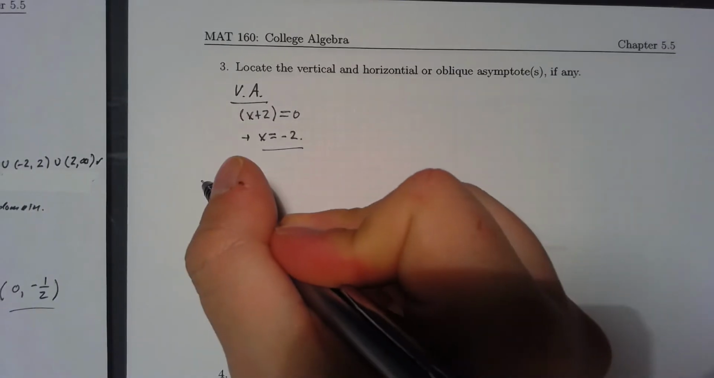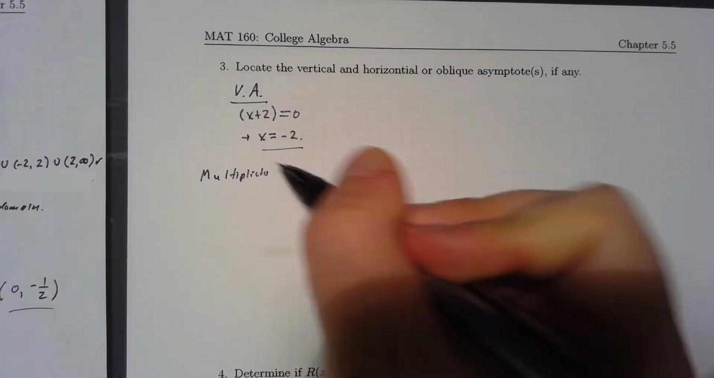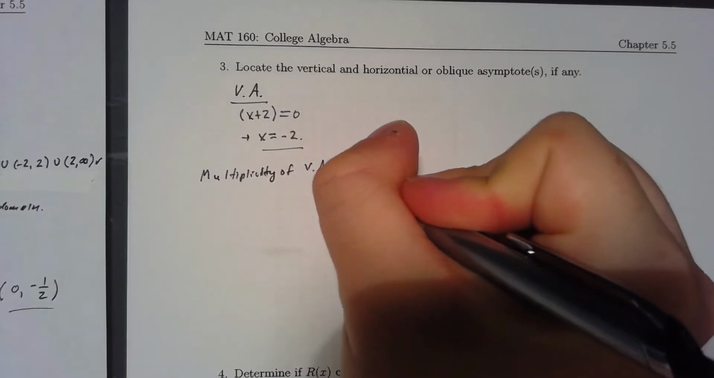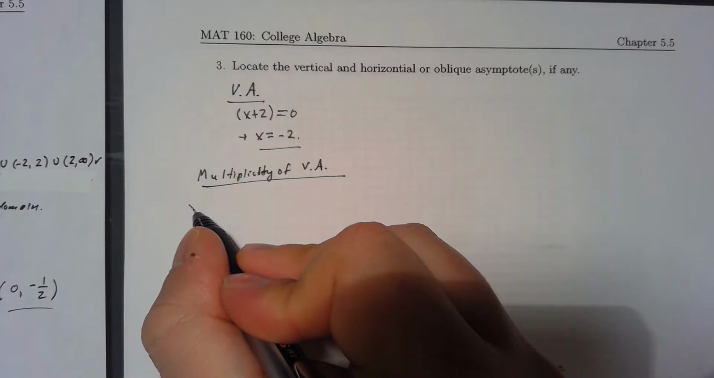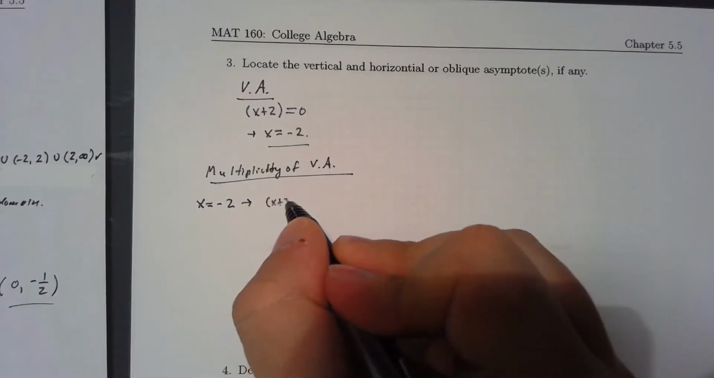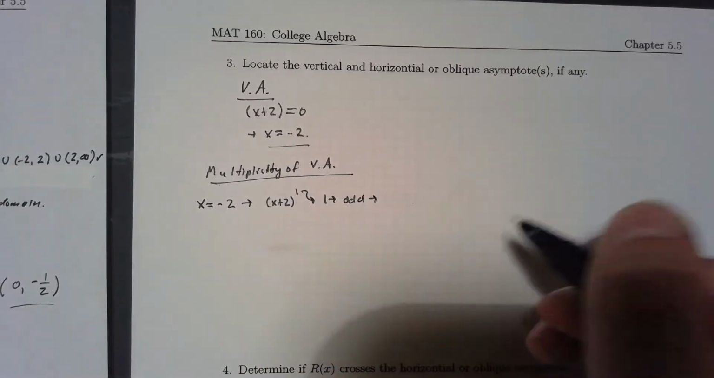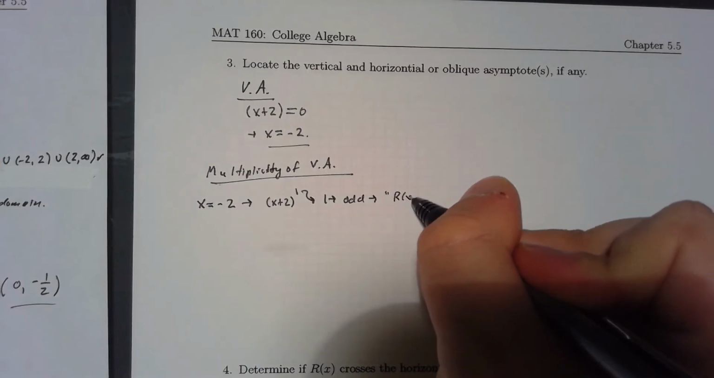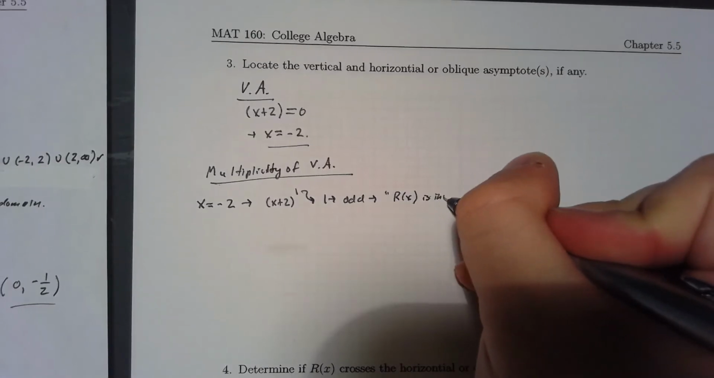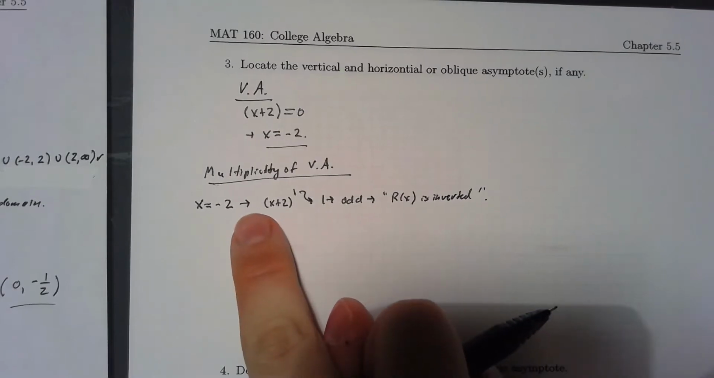Okay. Now the multiplicity of this vertical asymptote, x equals negative 2, comes from the factor x plus 2. The power of that is 1, which is odd, which means r of x does what? It's inverted on either side of that vertical asymptote.